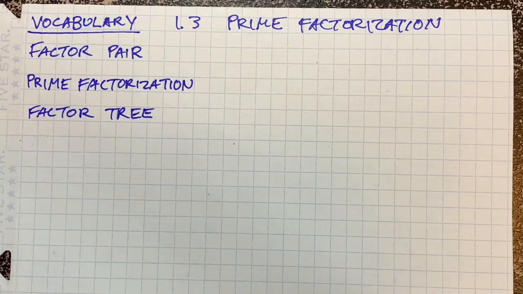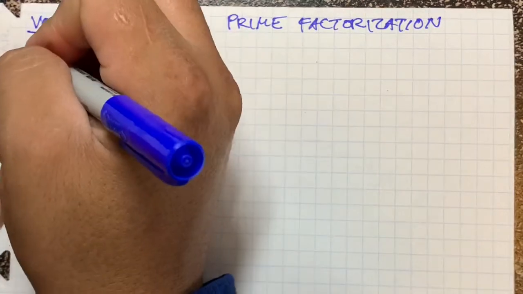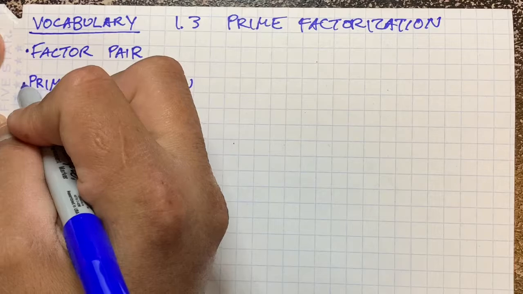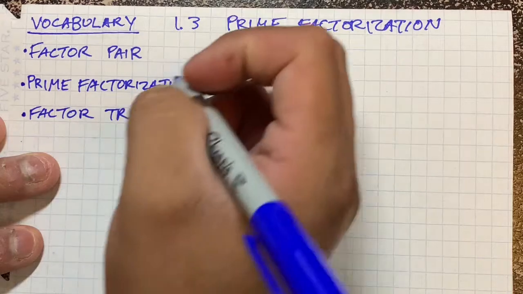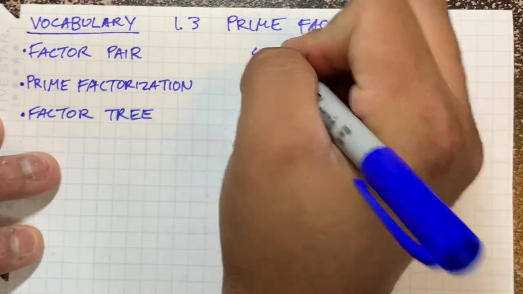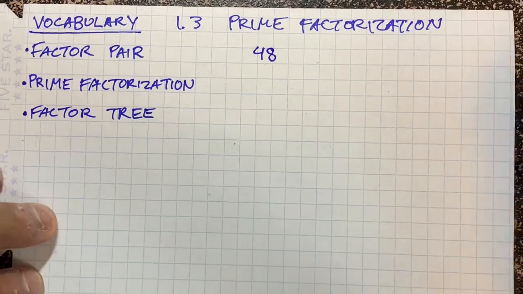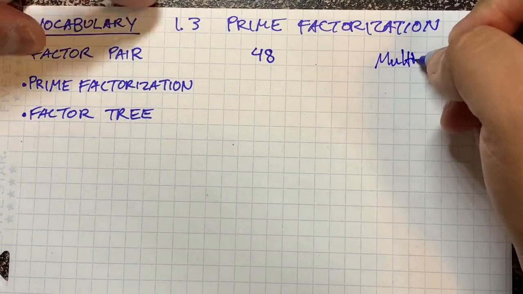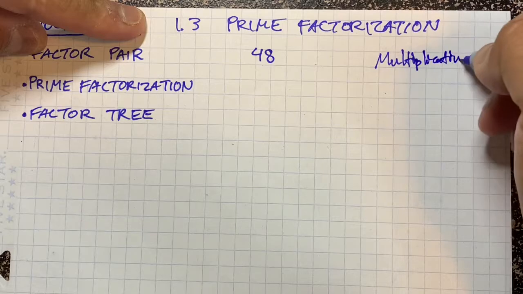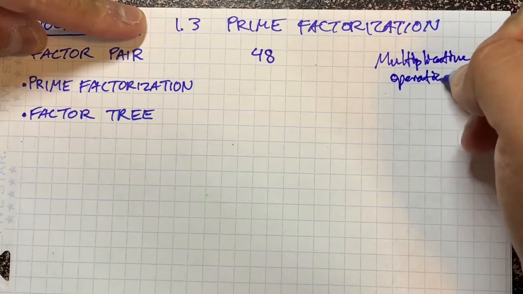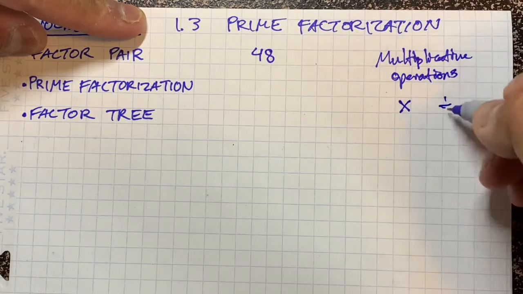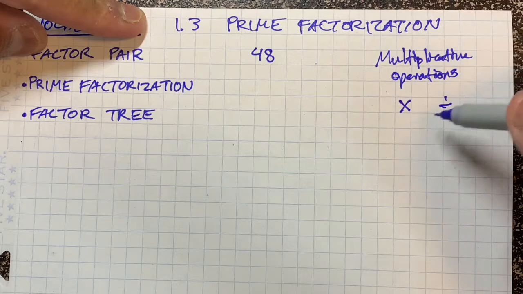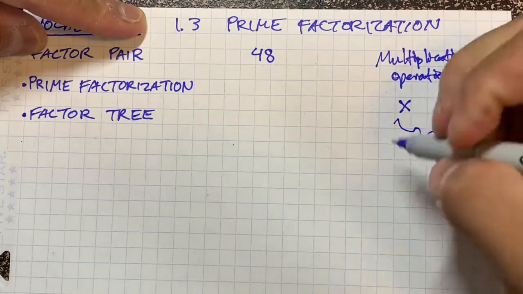All right, so for 1.3 prime factorization, here's our vocabulary words. We have factor pairs, prime factorization, and factor tree. So let's go ahead and use, let's say 48 as an example. Using 48, you have what we call multiplicative operations. They include multiplication and division, okay? Now, these are also known as inverse operations.